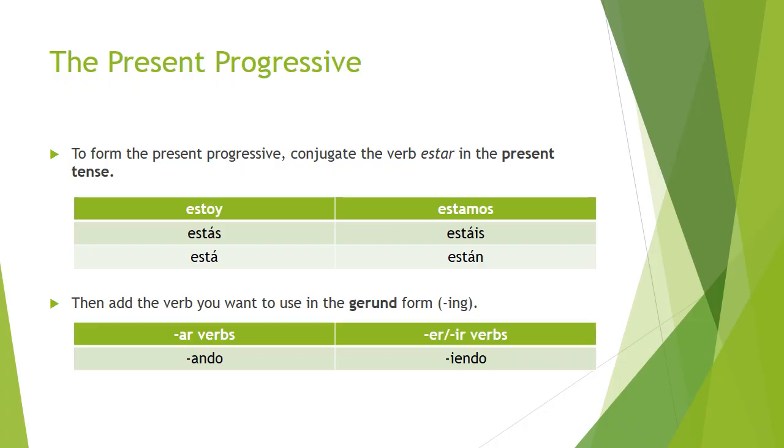To form the present progressive, you need two things. First, you need to conjugate the verb estar in the present tense. And just as a reminder, here are the conjugations for estar in the present tense. Estoy, estás, está, estamos, estáis, están. Once you have the conjugated form of estar, then you can move on to the second part of the present progressive, which is the verb that you actually want to communicate.